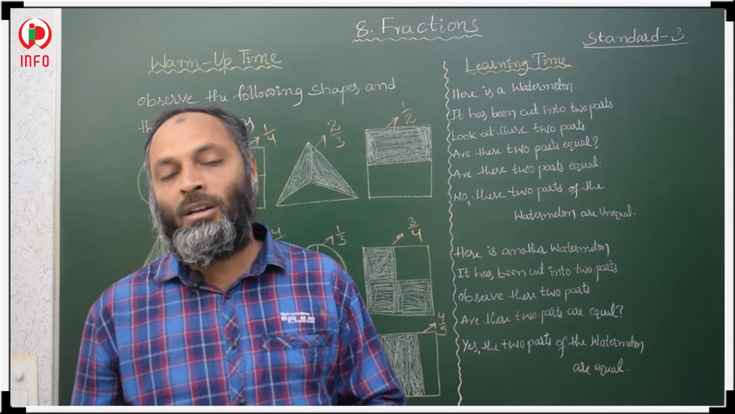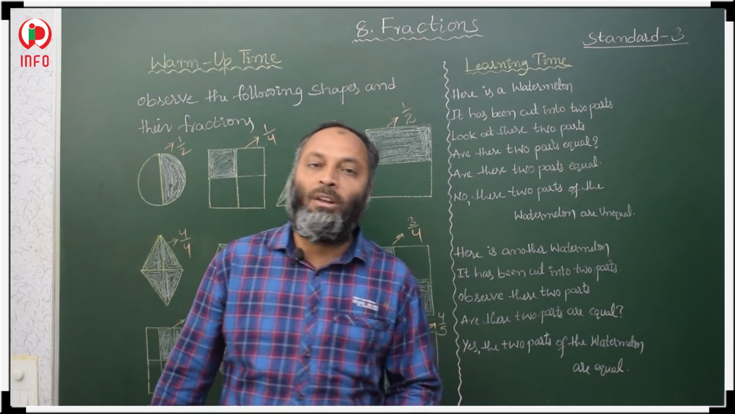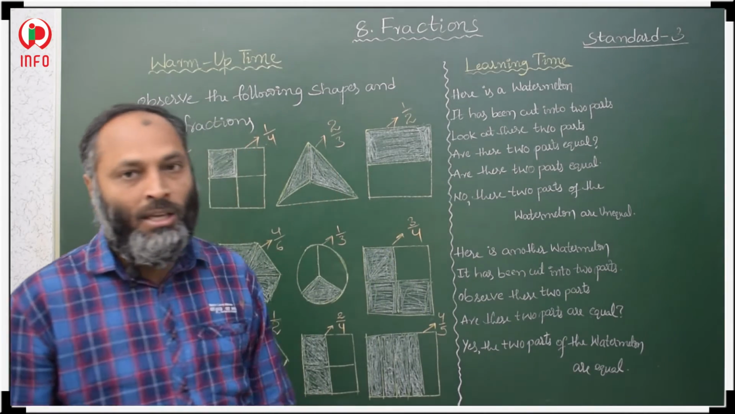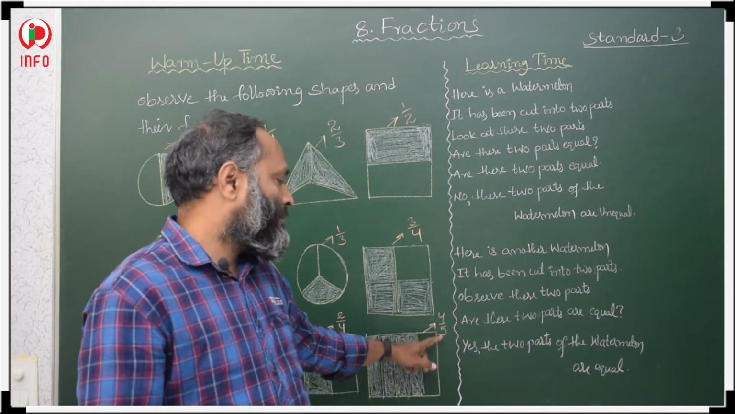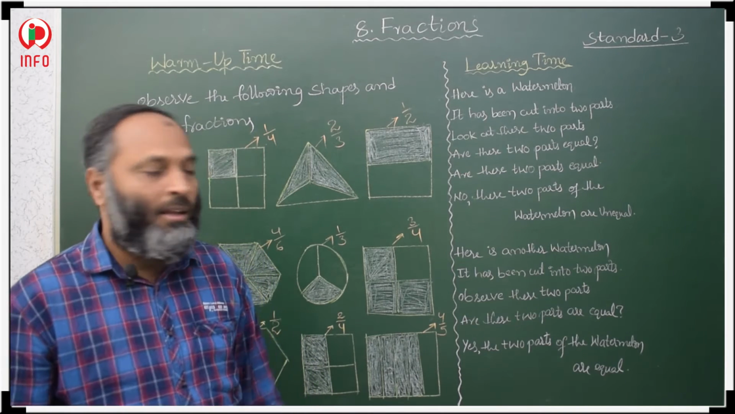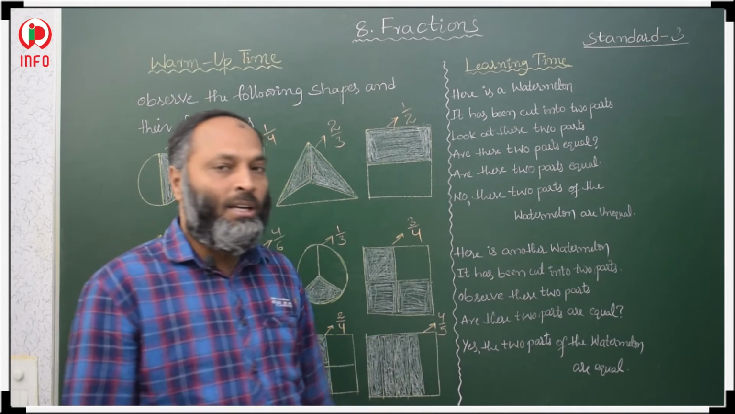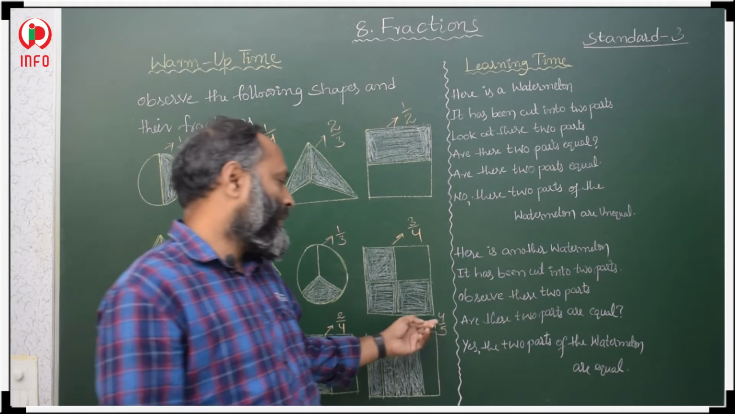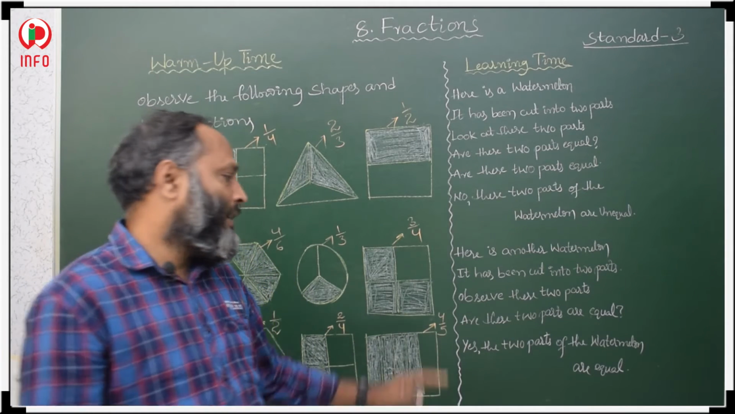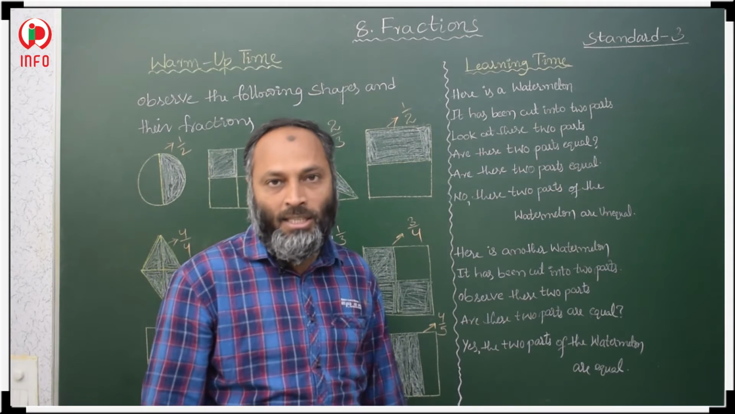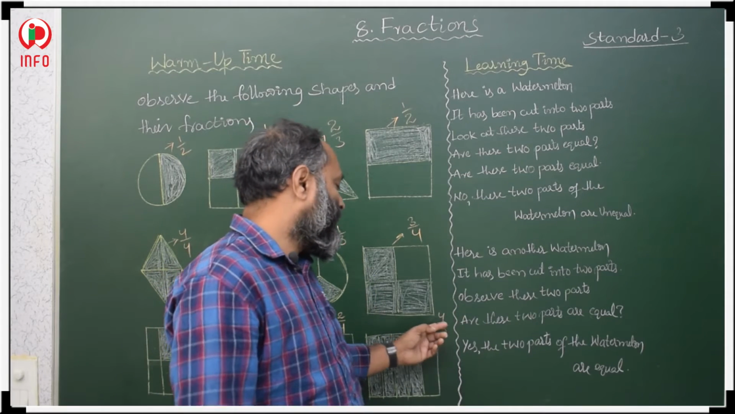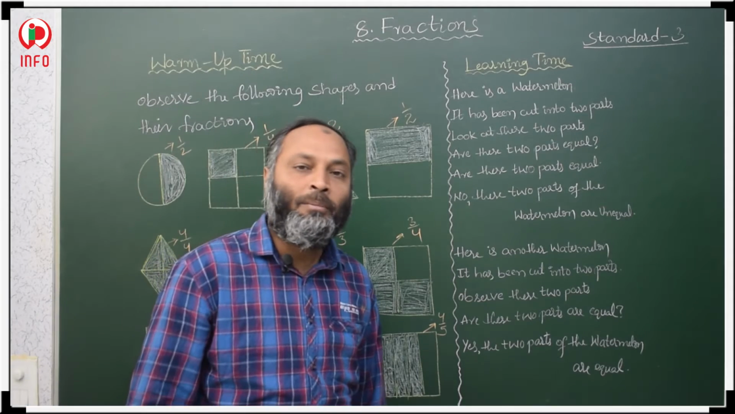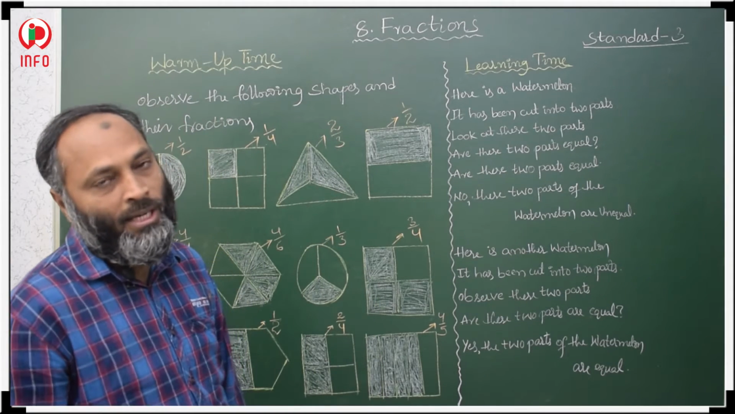First we have to count how many equal parts are shaded out of the total parts. So we take shaded parts by total parts. The up one is the numerator and the down one is the denominator. This is the dividing line. The number above the dividing line is the numerator. The number below the dividing line is the denominator. Okay. This is the warm up time. Okay, students.